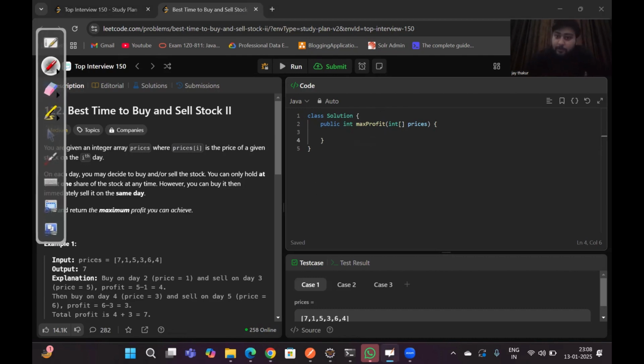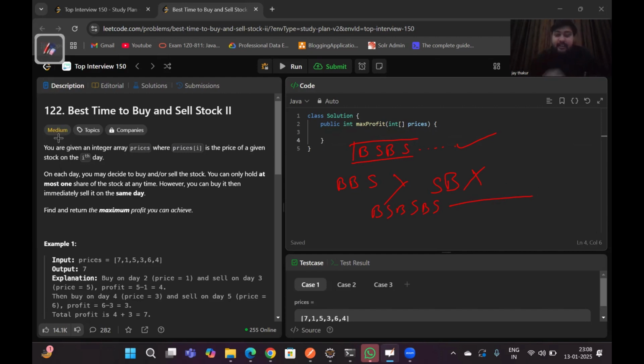Let's say you're buying the stock, you're selling the stock, again you are buying the stock and selling the stock, and this you can do any number of times, infinite times. But you can't do something like buying the stock, again buying the stock and then selling the stock. This is not allowed. You can't sell the stock and then sell again either, this is also not allowed. So you can do it any number of times, but it should be in this order: buy, sell, buy, sell, buy, sell.